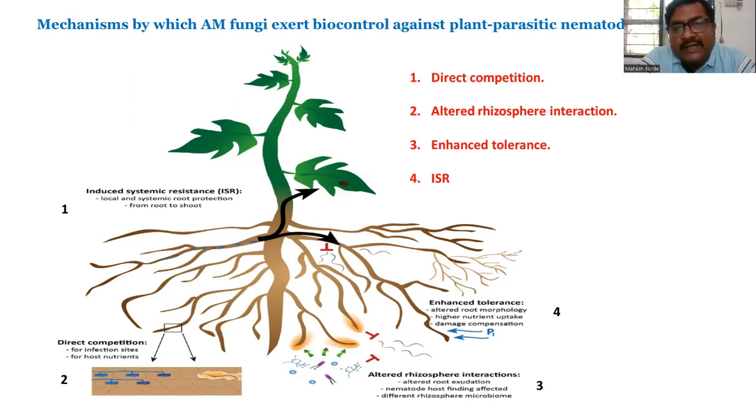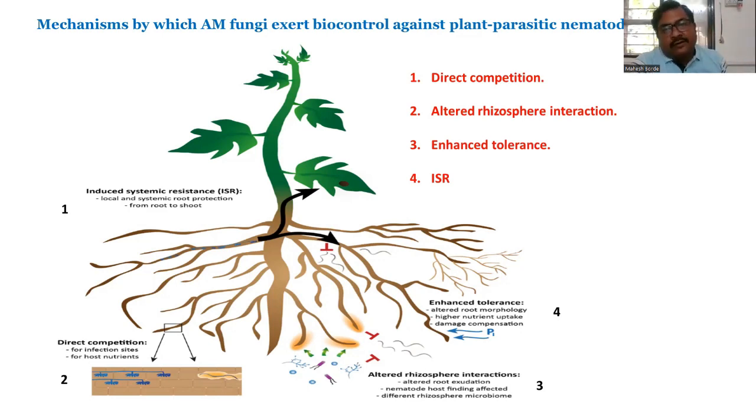Systemic resistance means there are two types of resistance seen in plants when any pathogen attacks: one is localized resistance, second is systemic resistance. Localized resistance means when a pathogen infects one part of the plant, the defensive mechanism is enhanced only in that part. Systemic resistance means if the pathogen attacks the root, the plant triggers its defensive mechanism all over the plant body. So when mycorrhiza is associated with the plant, it induces systemic resistance all over the plant body.